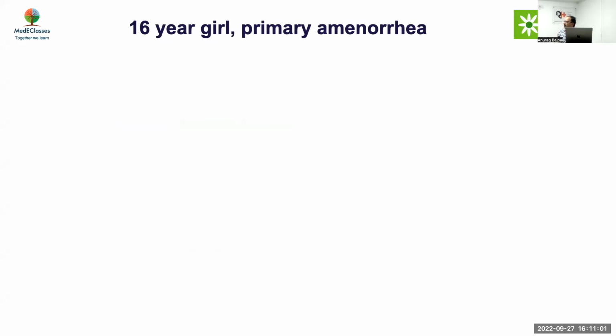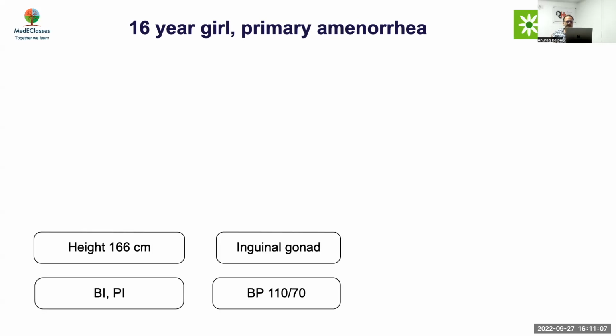16-year-old girl with primary amenorrhea. Height is 166, so a good tall girl. Breast stage is B1, P1. There is an inguinal gonad present. Blood pressure is normal. What are you looking at? What about the androgen levels here? Low or high? What about mineralocorticoid?